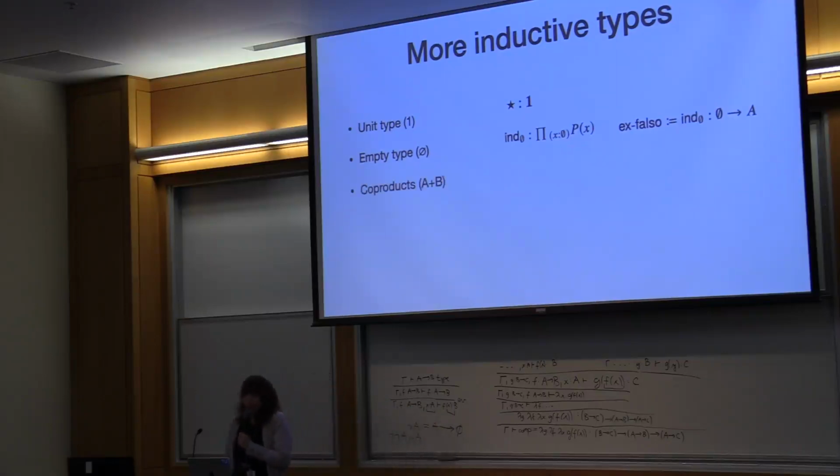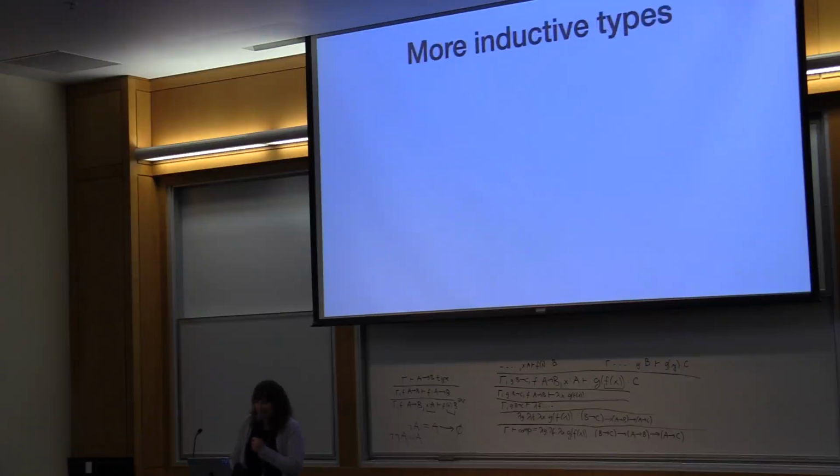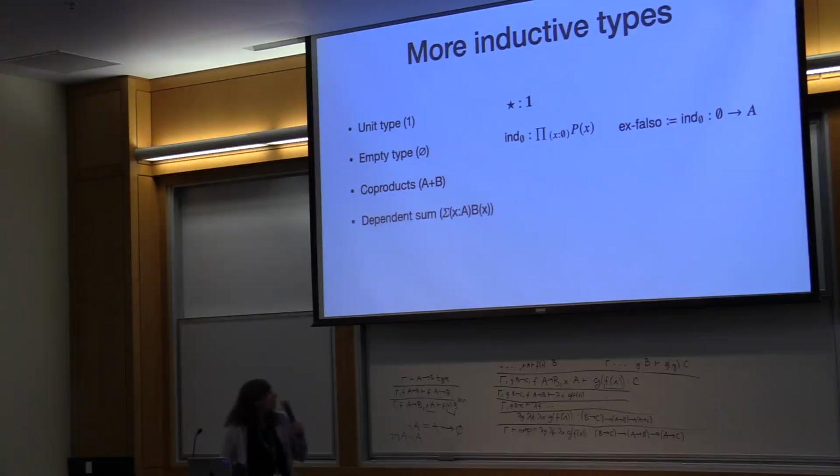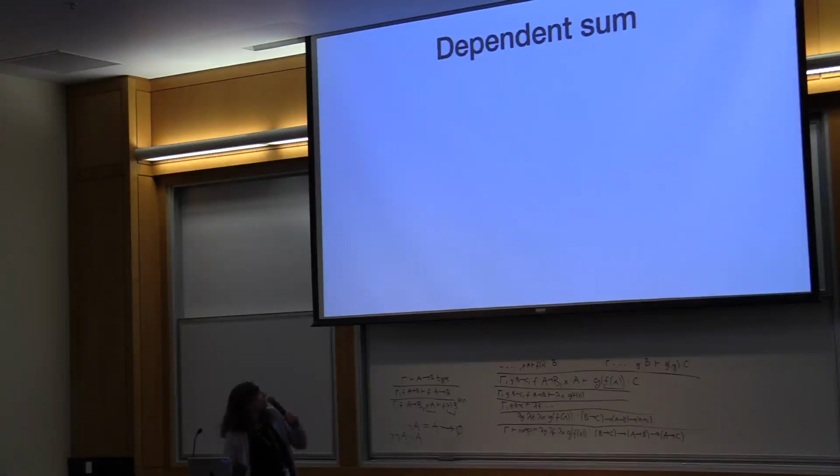Okay. We have coproducts, which Brigitte already did, and I will not do because they're the same. There is no dependency there. I will talk a little bit about the dependent sum, or dependent pair. And the last one, and this one will probably be for tomorrow, is the propositional equality. And once we have those, we can do the full Curry-Howard.